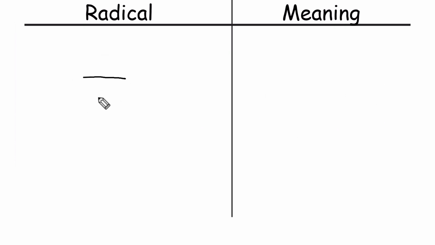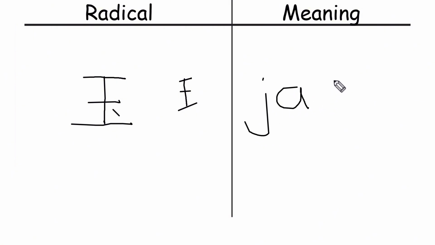Now, let's take a look at the jade radical, written as yu. This radical appears in characters related to jade or precious stones, and we have two ways to write this radical. This is the other way. And if we learn this radical, it will help us identify characters connected to beauty, value, and gemstones.